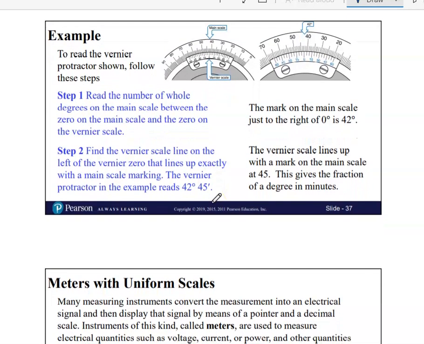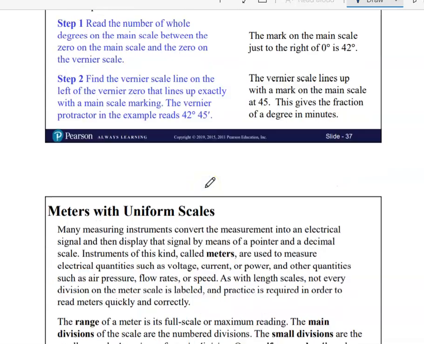I'm sorry, the first line is a minute, and if it had 2 lines after it, it would be a second. So 42 degrees and 45 minutes.